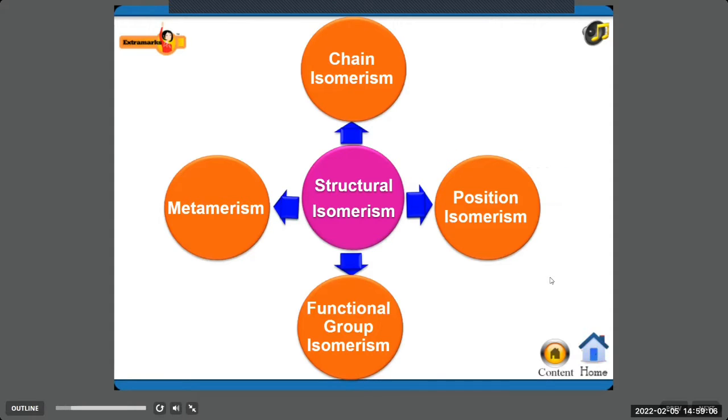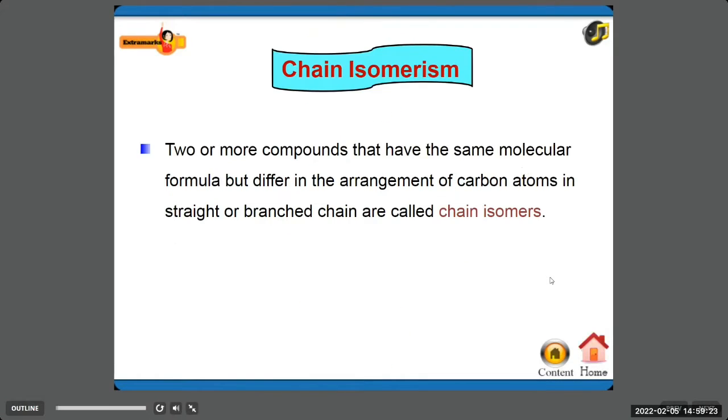Structural isomerism can be further subdivided into the following categories: chain isomerism, position isomerism, functional group isomerism, metamerism. In this module, we will study only about chain and position isomerism. Let us begin with chain isomerism.